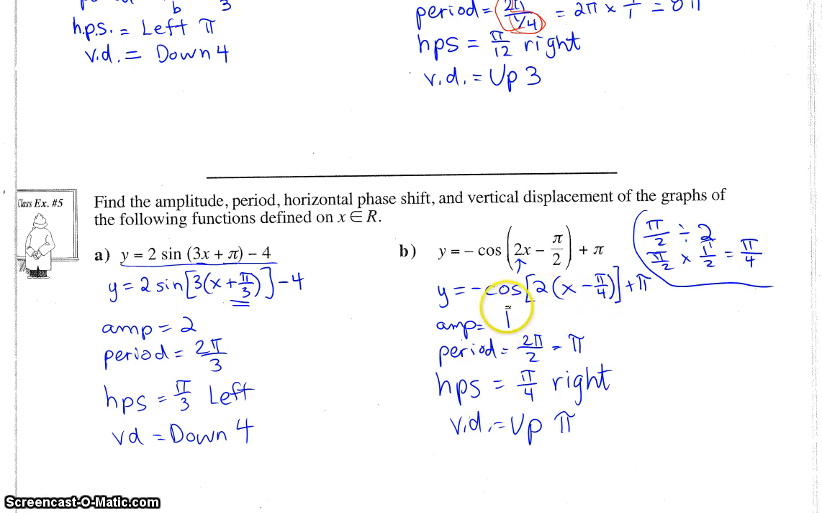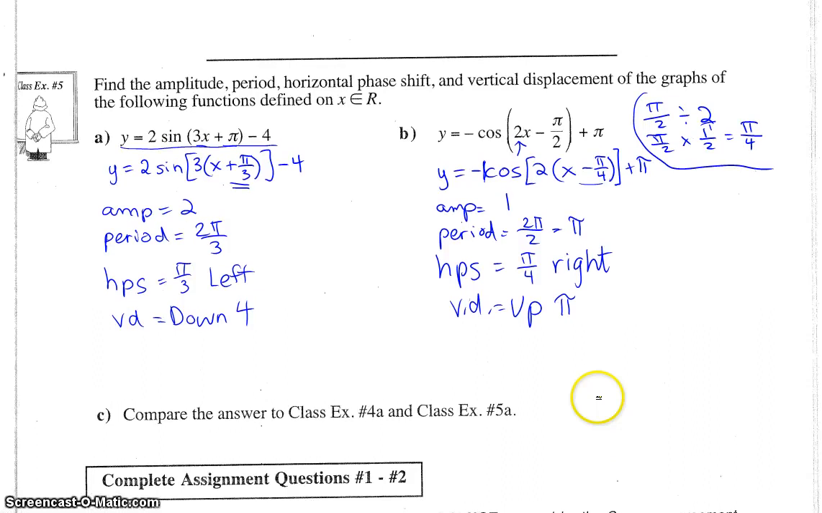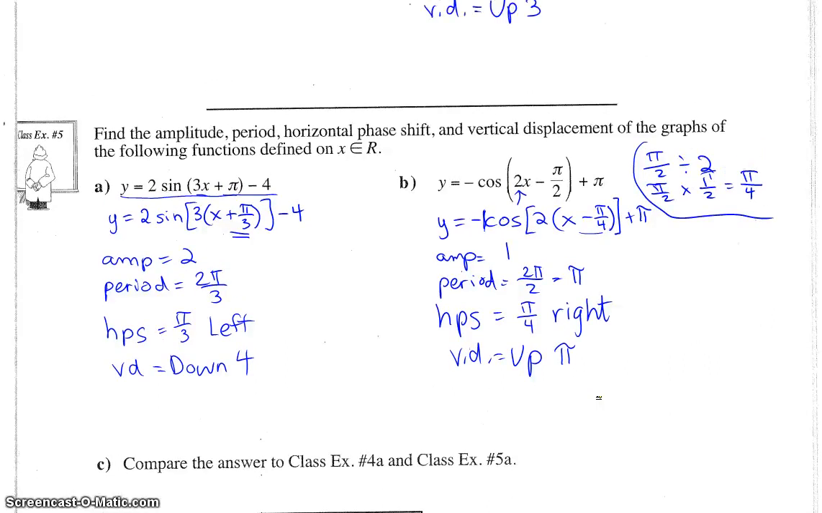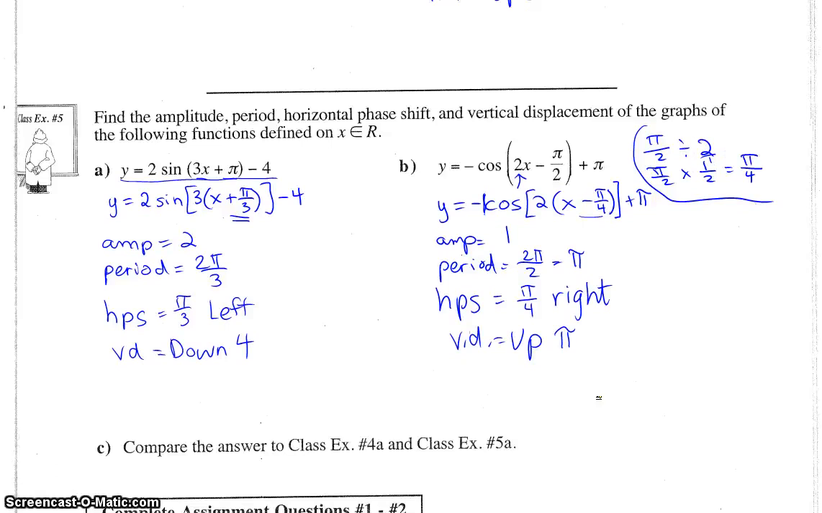Okay, amplitude is the absolute value of the number in front of cos. In this case, it's a negative 1, so the absolute value, positive 1. Period, 2 pi over 2, the b value, which is pi. The b value is 2, 2 pi over 2 equals pi. Horizontal phase shift would have been pi over 4 to the right, and vertical displacement up pi. All right, good job. Compare your answer. So pretty much what should be different for those is the phase shift. Okay, let's look at the next page.